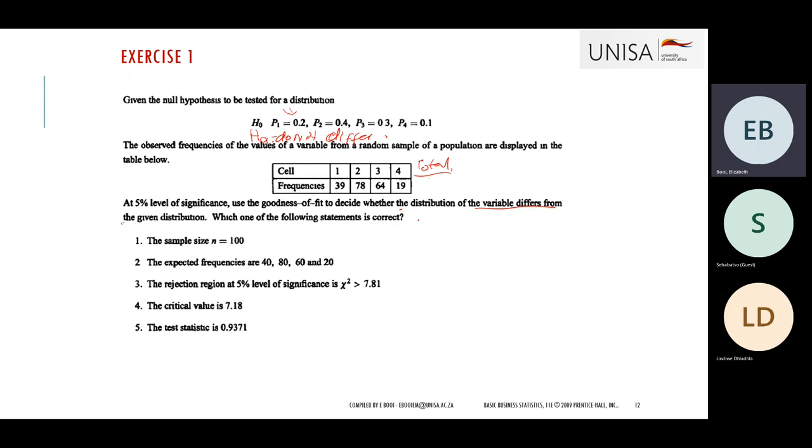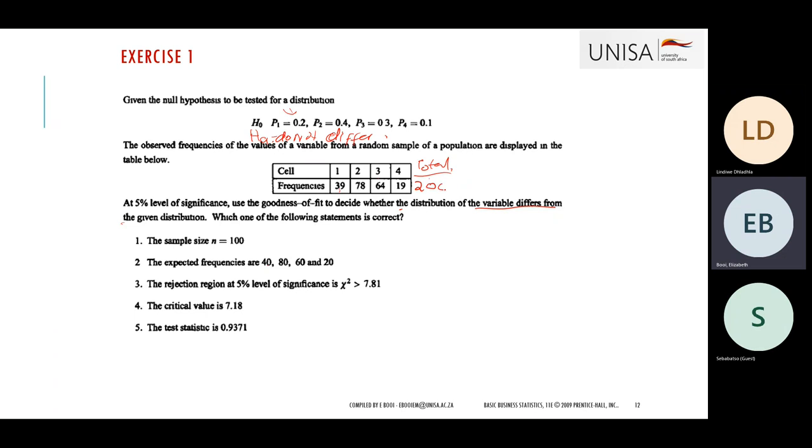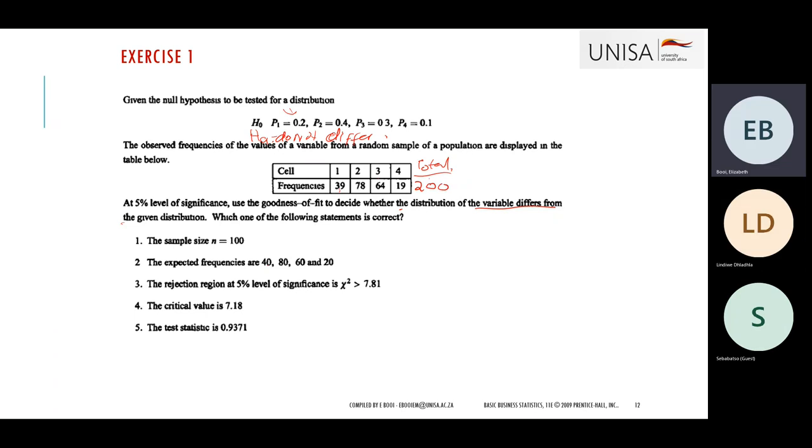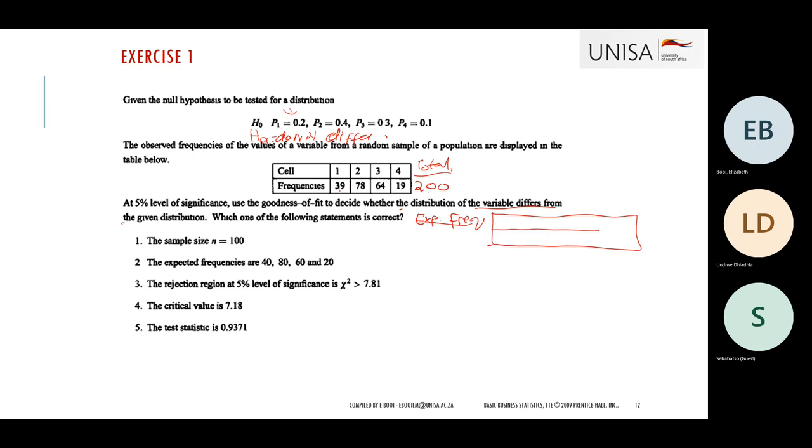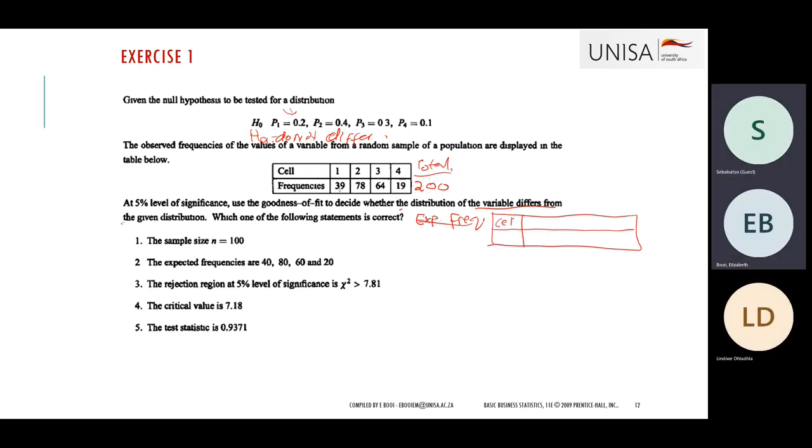So what else can we do? Let's go find the total. So calculate the total, 39 plus 78 plus 64 plus 19. It's equal to 200. And let's calculate the expected frequencies for this table. So for cell number one, we're going to take the probability multiplied by 200. So 0.2 multiplied by 200. That's 40.